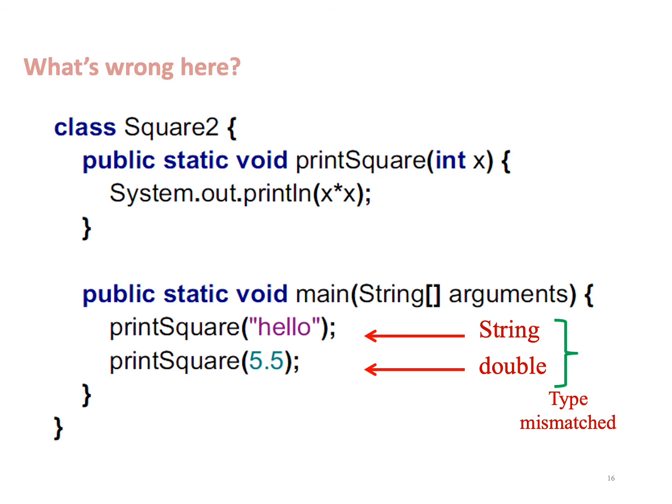If we look at the method call, we pass in a string and a double to the method. So here we pass in printSquare("hello") and printSquare(5.5). In the method header of printSquare method, the parameter is of type int. So here we have type mismatch. It needs to be of type int.